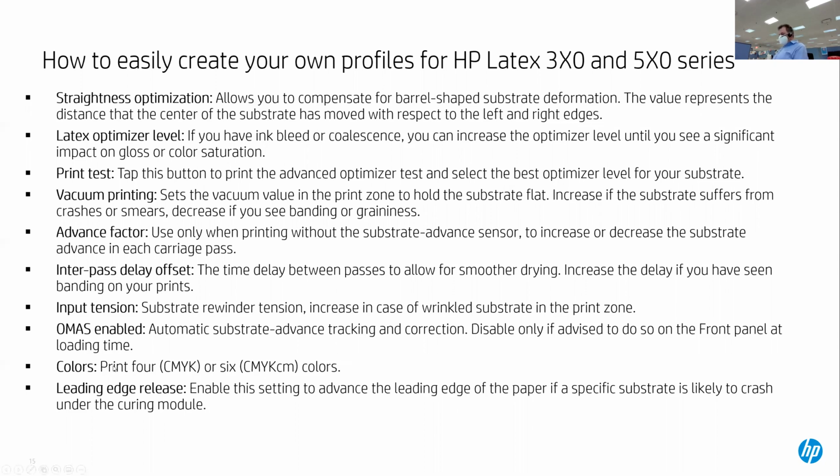And then you can print either in 4 colors or in 6 color mode. And then you have the leading edge release. This is to set your advance. So if your paper is inside of the printer, it's going to bring in the paper a little bit further. So you will lose a little bit of media, but it avoids that the media will crash when starting to print into your printing area. Good. And that's it. It's as simple as that. So it's a very short session.